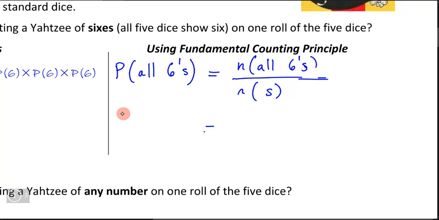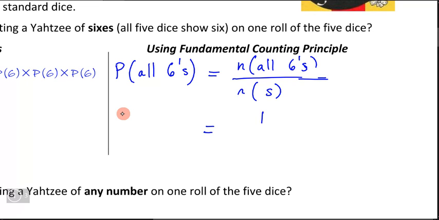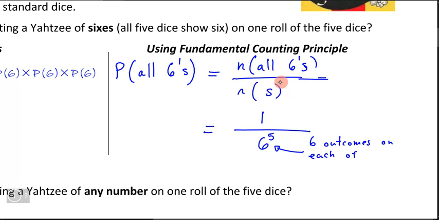So how many ways are there to get all 6s? Well, there's only one way for all 5 dice to show the same number. So there's only one way to get all 6s on those dice. And I'm going to divide this by the number of elements in our sample space. So if there are 5 dice and 6 outcomes for each dice, it will be 6 to the exponent 5. So this number represents 6 outcomes on each of the 5 dice.